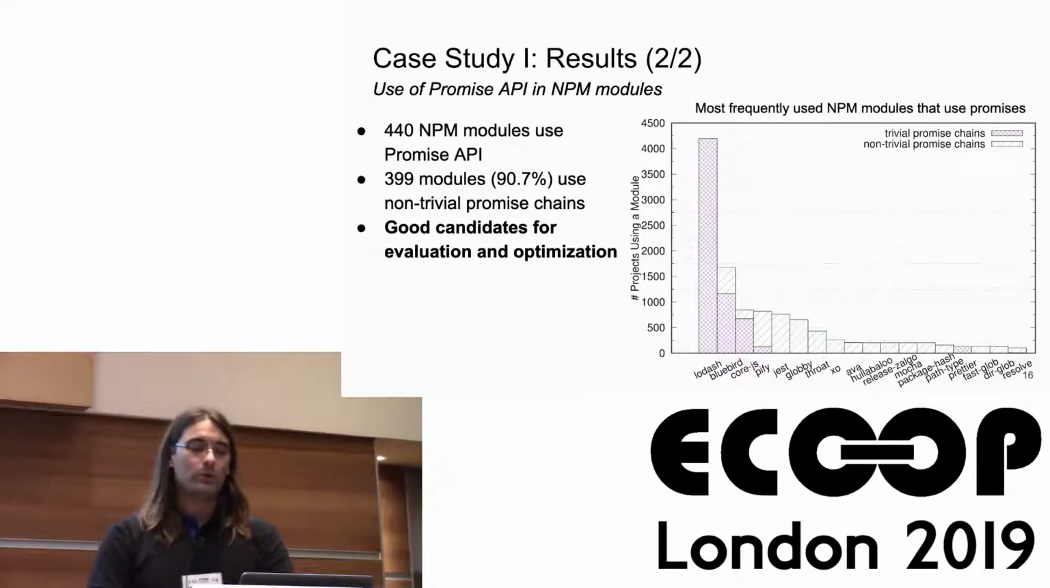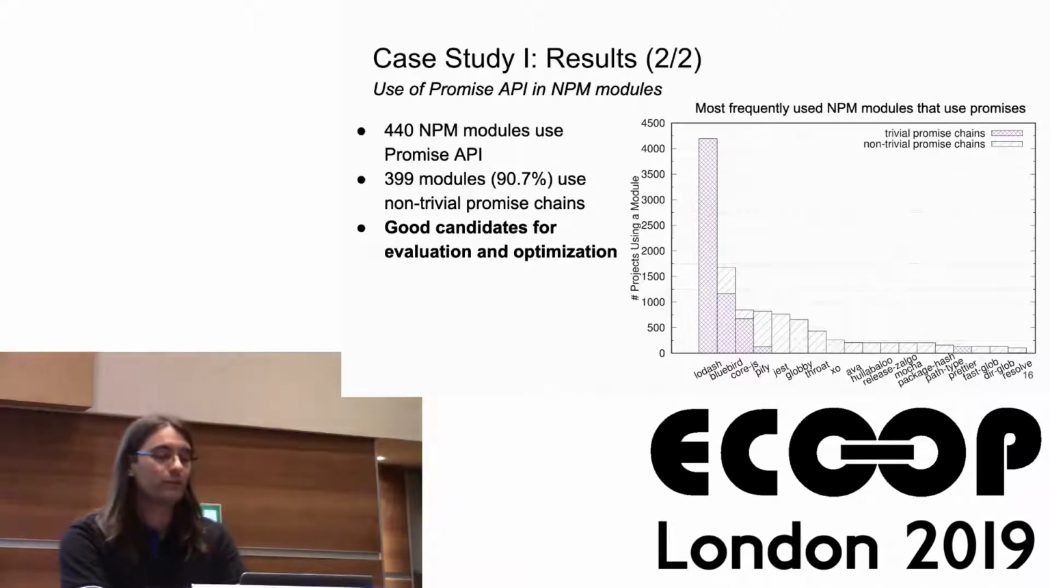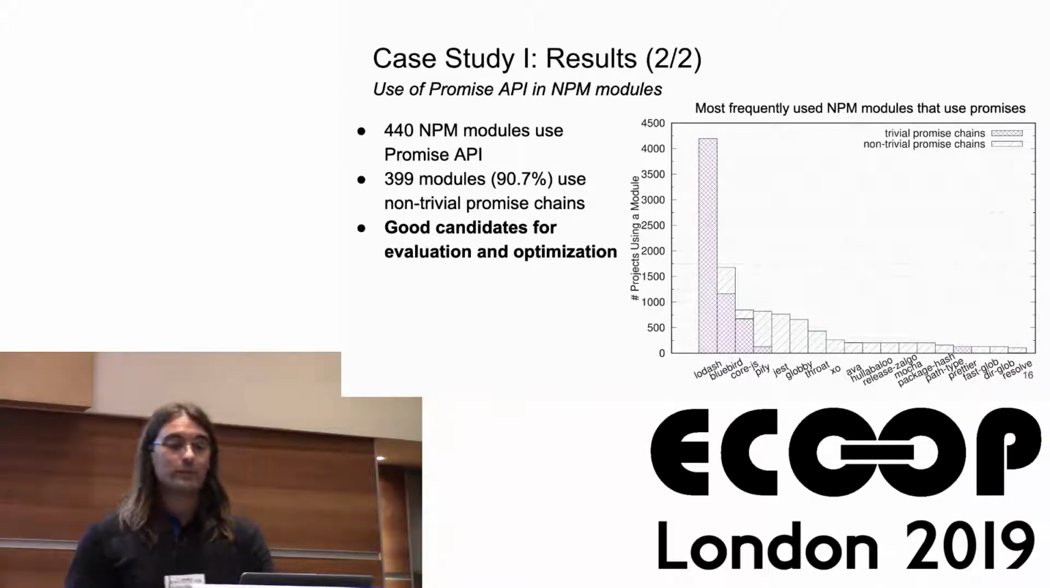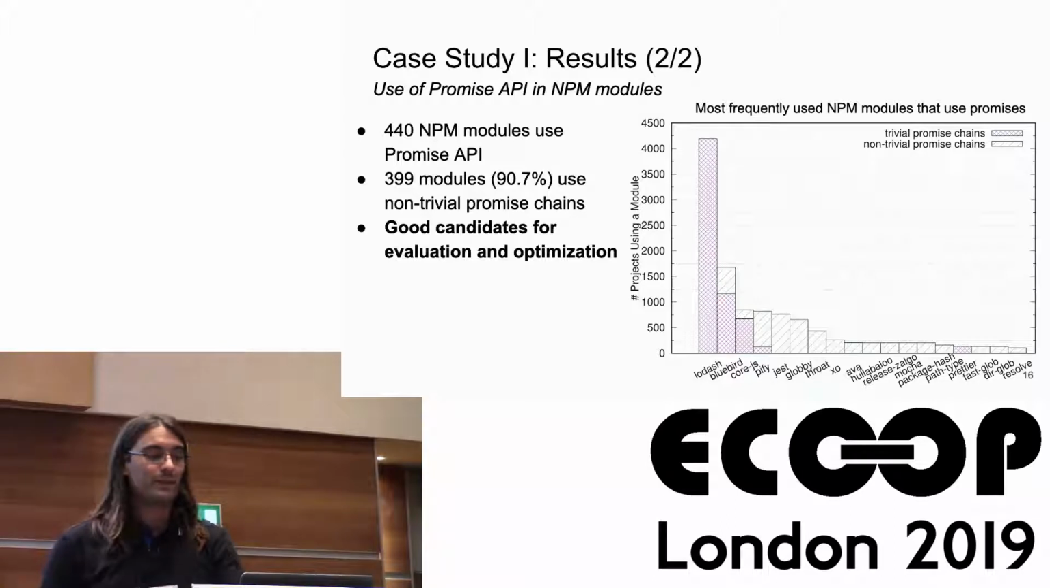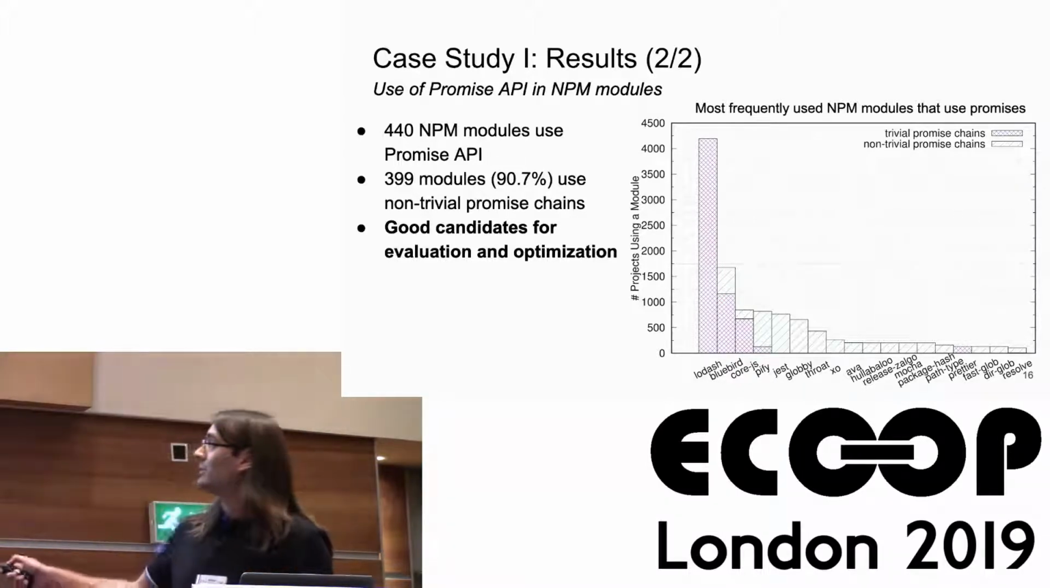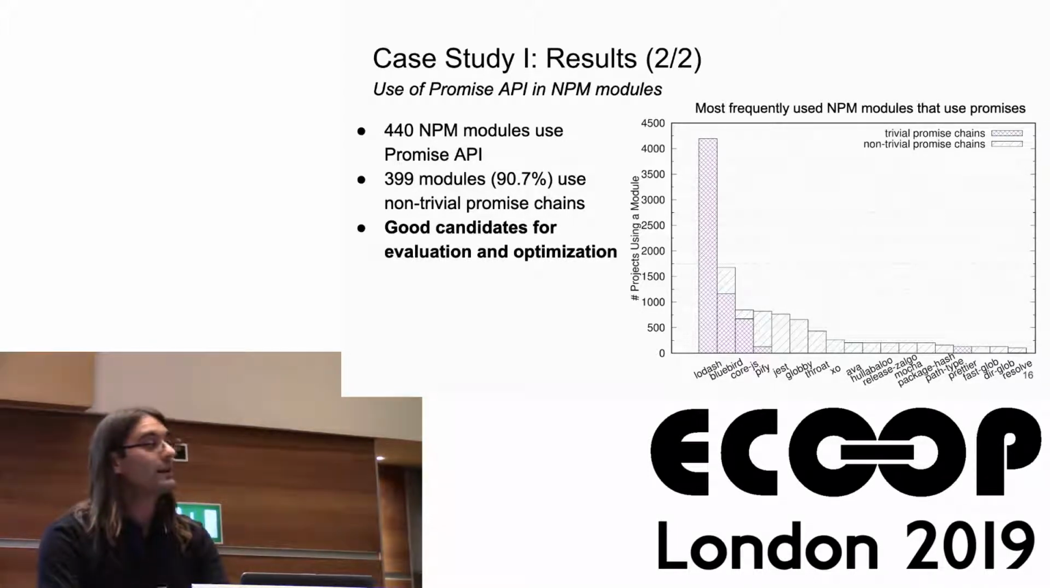Regarding NPM modules, a total of 440 different dependent modules use promises, and we determined that around 400 of them execute non-trivial promise chains. The figure shows the most frequently used NPM modules on the x-axis that make use of promises, and the modules that use non-trivial promises, which are those whose bar is on a white background, can be good candidates for further evaluation and optimizations.